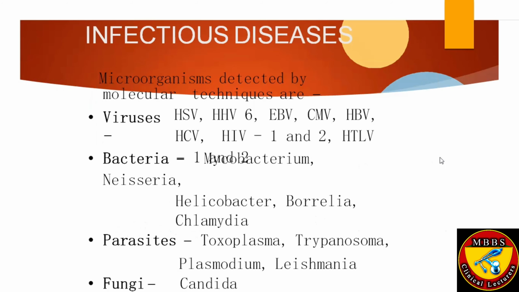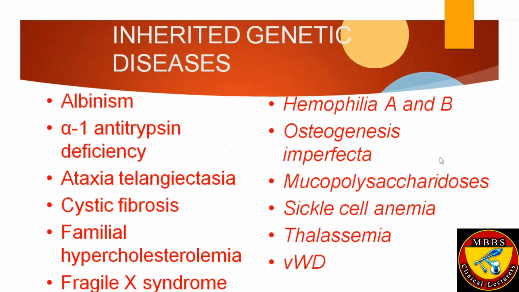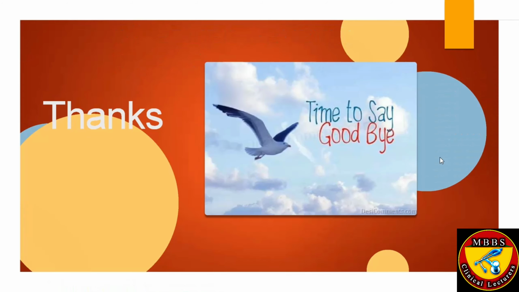These molecular tests are also used in certain infectious diseases to make a diagnosis, in the case of viruses like herpes simplex virus, HCV, HIV, EBV, cytomegalovirus, HBV, in the case of bacteria, parasites, and fungi, and in inherited genetic diseases like albinism, alpha-1 antitrypsin deficiency, telangiectasia, cystic fibrosis, familial hypercholesterolemia, hemophilia A and B, osteogenesis imperfecta, sickle cell anemia, thalassemia, von Willebrand disease. So thank you for paying attention.